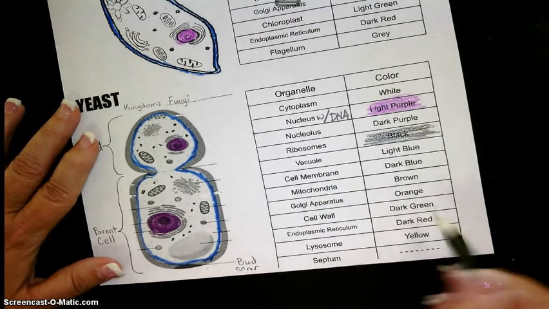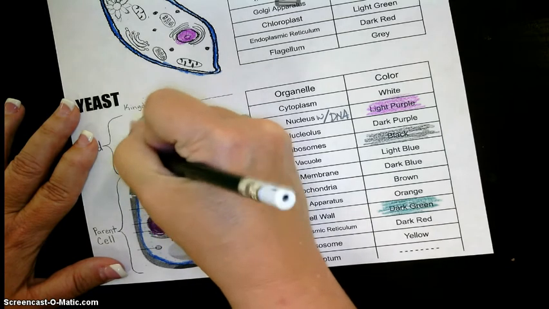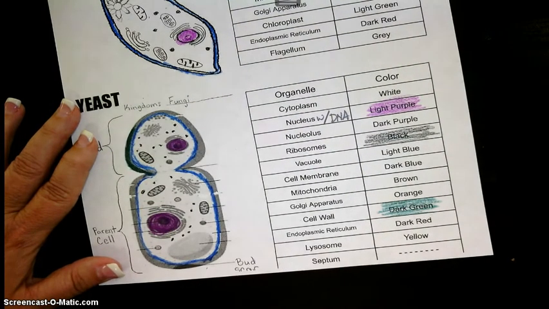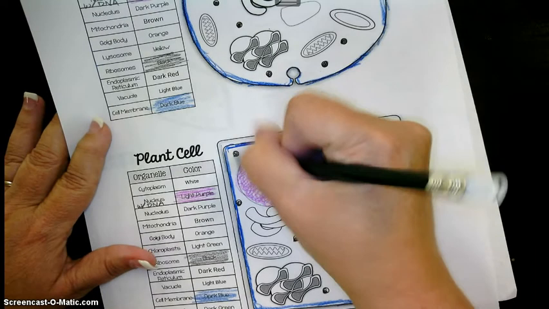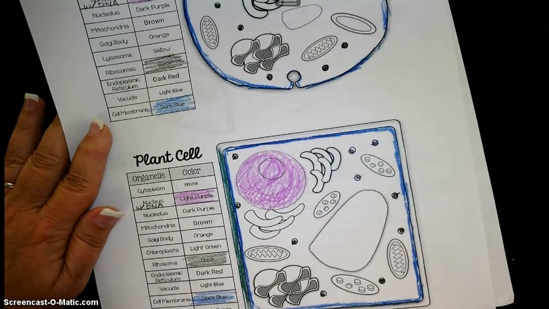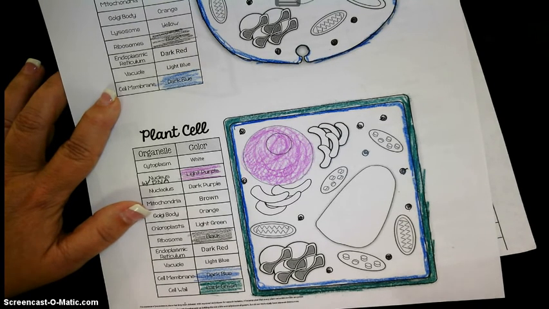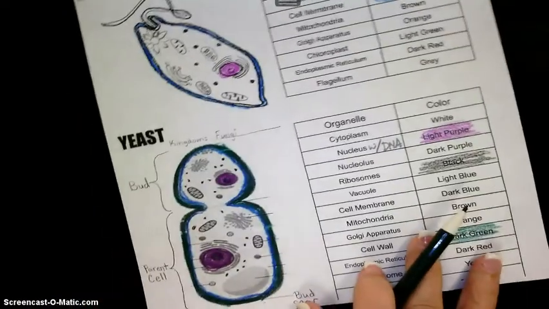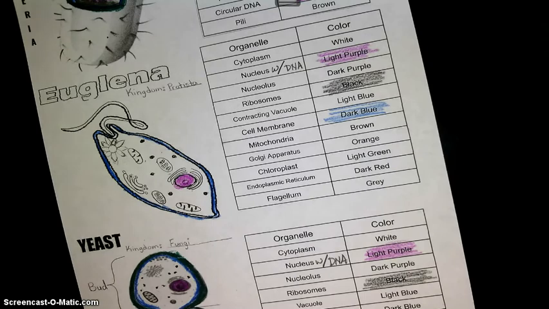Euglena do not have a cell wall. We do have fungus that has a cell wall, so we're going to color dark green this outside edge around the cell membrane. Our yeast has a cell wall, and then our plant has a cell wall right outside of the cell membrane. Notice plant cells are not the only ones that have cell walls, but if you were asked, is it plant or animal, plant would be the one with the cell wall. But they're not the only ones. Fungi have cell walls, bacteria have cell walls, and that's for their protection.